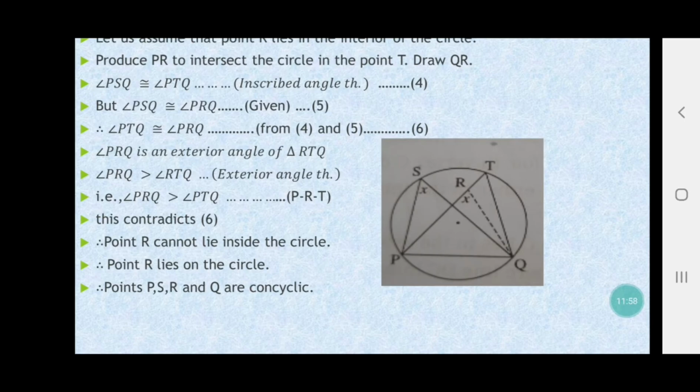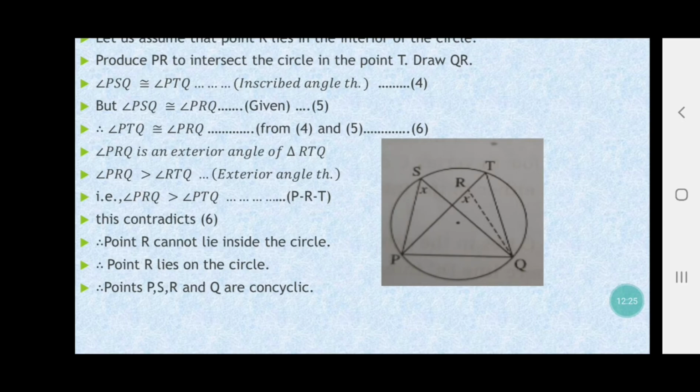As it is greater, it is contradicting equation number 3, so whatever we have assumed is wrong. So the point is not lying inside the circle, and it is not lying outside the circle also. So where will the point lie? The point will lie on the circle. So from here we come to the conclusion that points P, S, R, Q are concyclic.